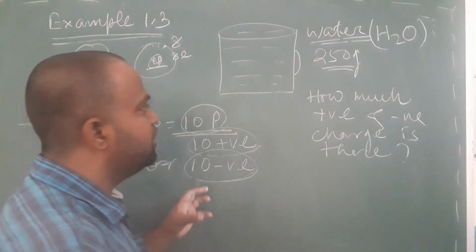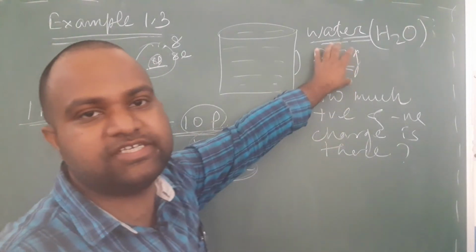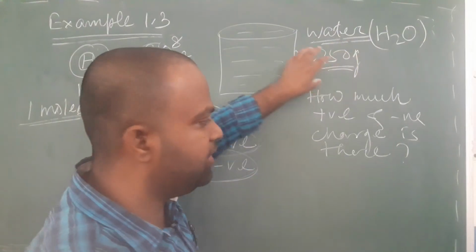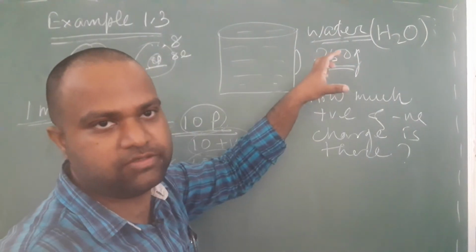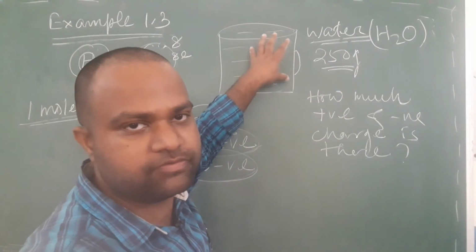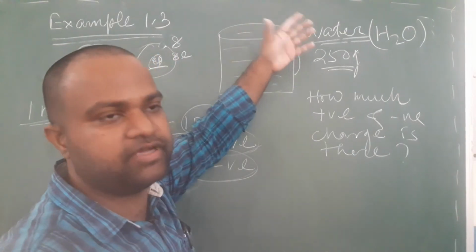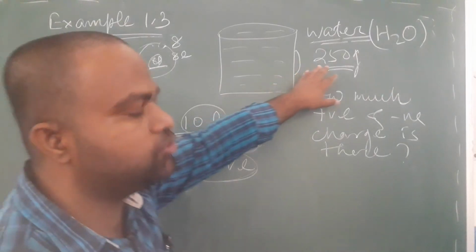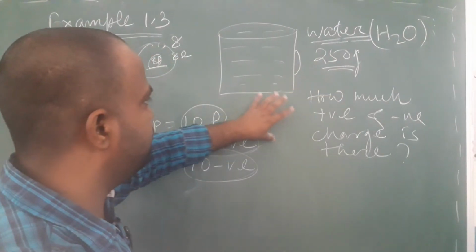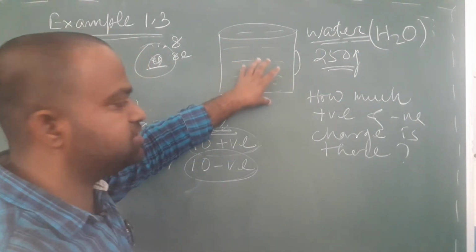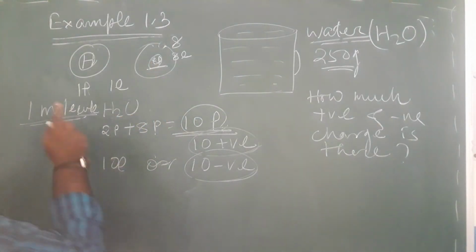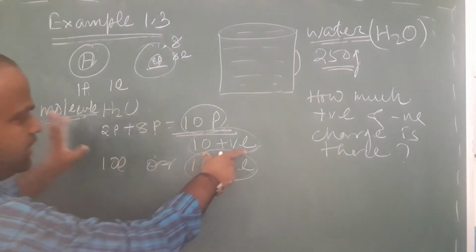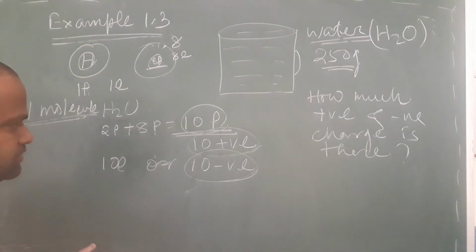Now what is the question? Our question is how many positive and negative charges are there in 250 gram of water, in a cup of water of 250 gram. If 300 gram is given, we can calculate for 300 gram also. Now it is given as 250 gram. In 250 gram of water, how many positive charges and how many negative charges are there? One molecule of water contains 10 positive charges and 10 negative charges.